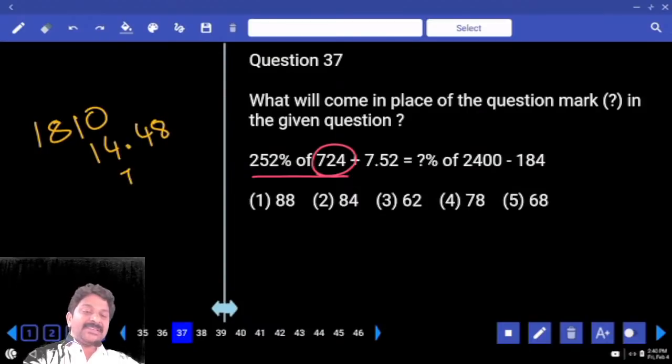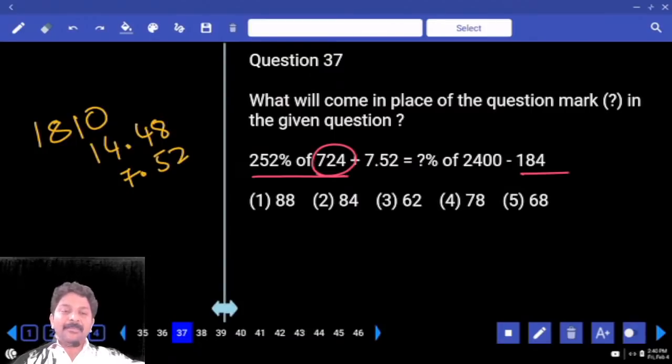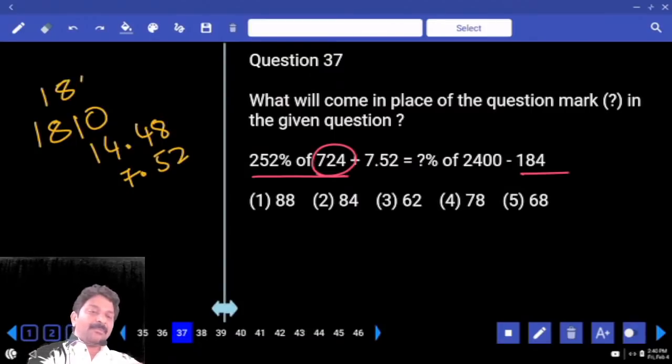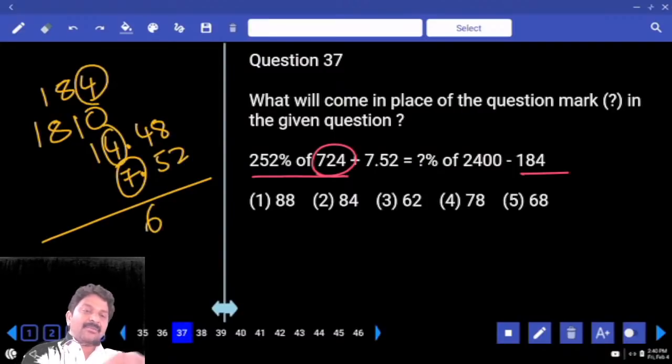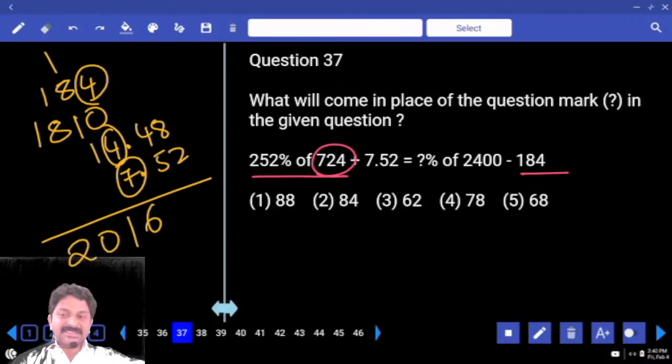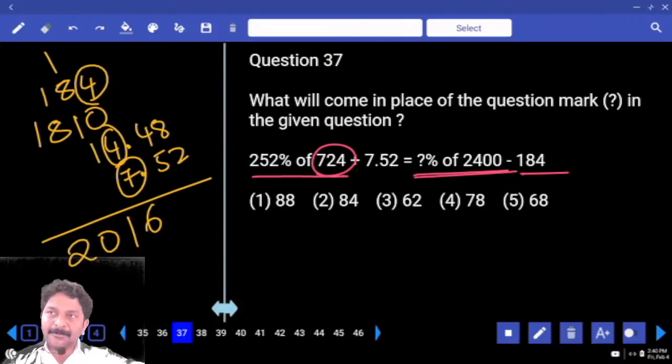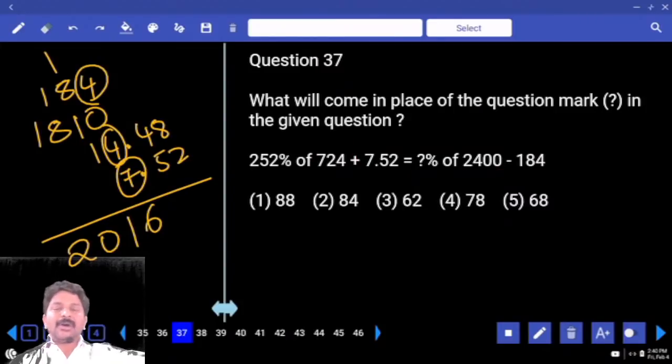14.48 plus 7.52. And then right hand side number minus 184 comes to left hand side. Becomes plus 184 only. 0.48, 0.52. 1 plus 7. 8 plus 8. 1 carry. And again 1 we will get. So that is total 2016 is what percentage of 2400? That's what we have to calculate. Am I right? Right.